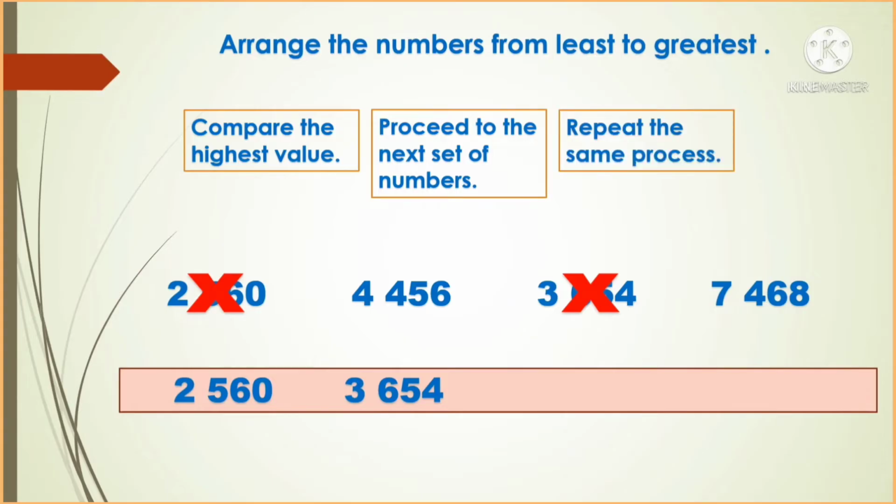And then, just repeat the same process. So, we have 4 and 7. So, si 4 ay mas maliit kaysa sa 7. Kaya, ang kasunod na bilang ay 4,456. So, i-cross out natin ulit ito. And then, itong 7,468 ay siyang pinakamalaking bilang.